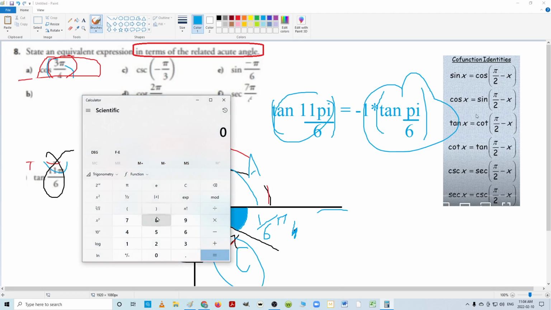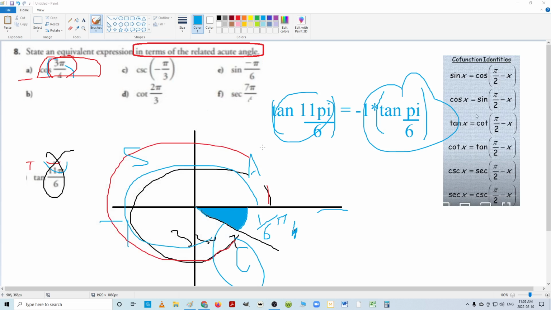So pi, clear, make sure you're in radians. Pi divided by 6 is equal to this. Find the tan first before you multiply by -1. Now multiply by -1. I've made the result equivalent by multiplying it by -1.